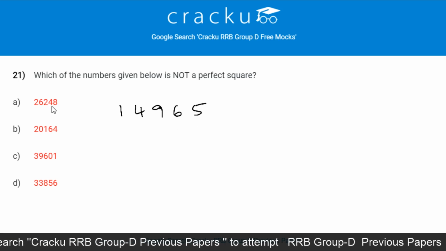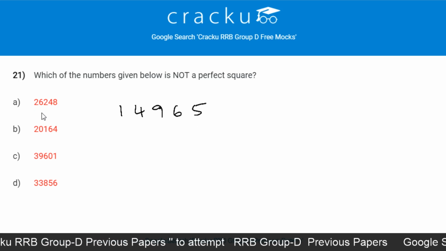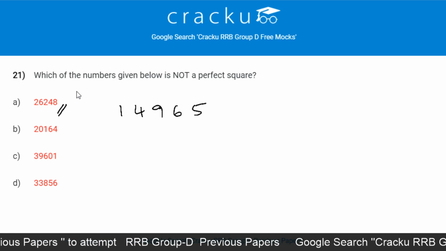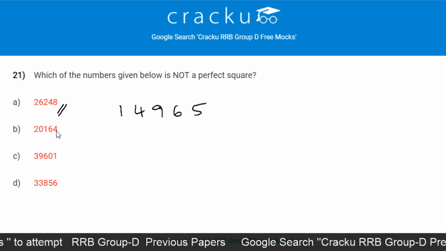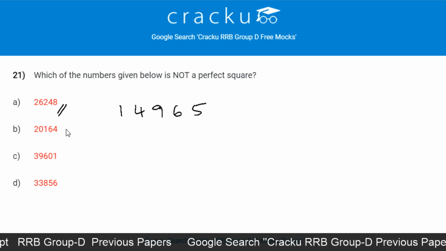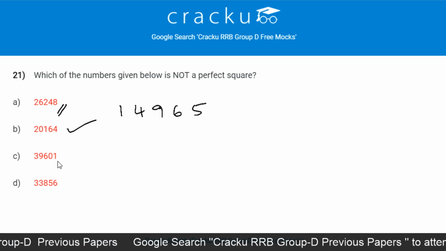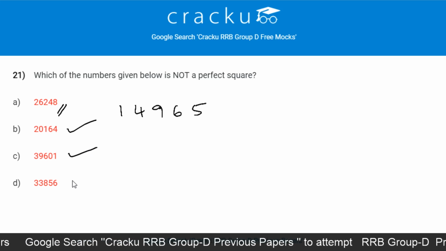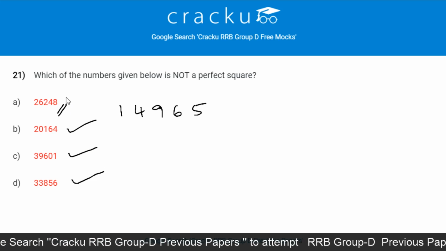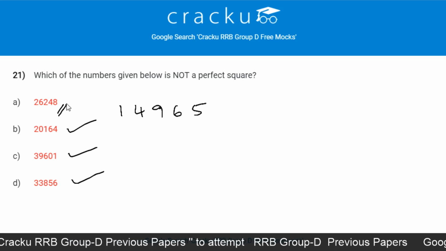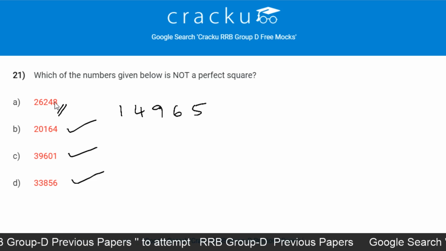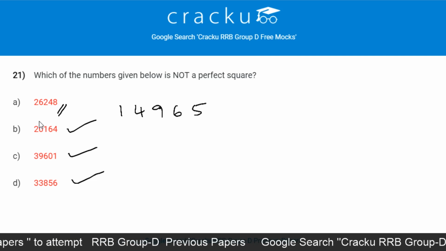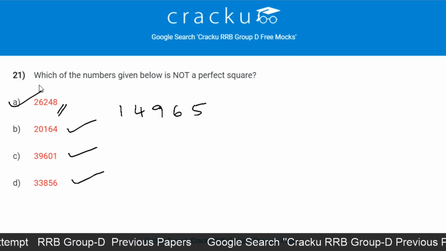If you see, this number, option A, is ending with 8. All other numbers are ending with 4. This can be a perfect square. This is also ending with 1, so this can also be a perfect square. Similarly, this option D can also be a perfect square, but option A is ending with 8. That means we can directly say, without even finding it, that this is not a perfect square. So the answer is option A for this question.